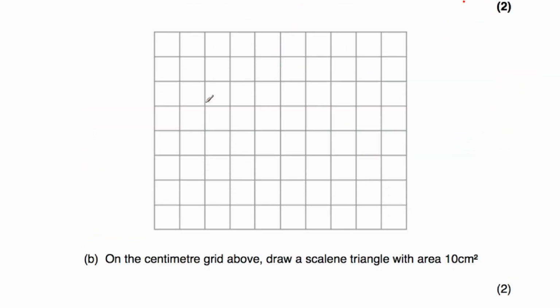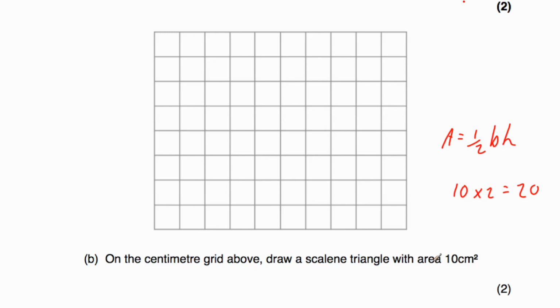Part B says on this centimetre grid, draw a scalene triangle with an area of 10 centimetres squared. So again, the area of a triangle is given by half the base times the height. So if we take the area and double it, 10 multiplied by 2 is equal to 20. So that means the base times height must be 20, so that whenever we halve it, we get an answer of 10. So we need to draw a triangle that has a base and a height that whenever we multiply those lengths together, we get 20.